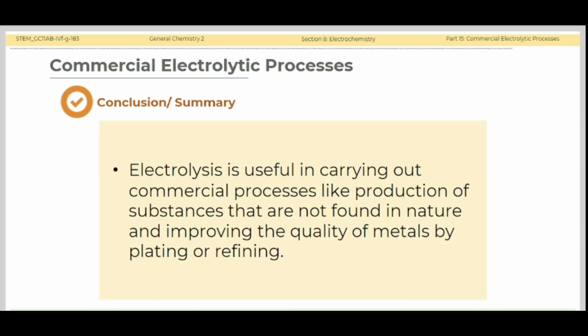To summarize, electrolysis is useful in carrying out commercial processes like production of substances that are not found in nature and improving the quality of metal by plating or refining.